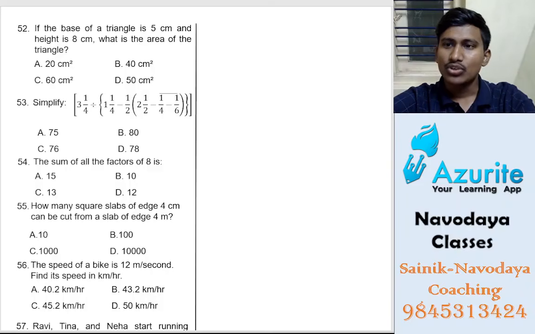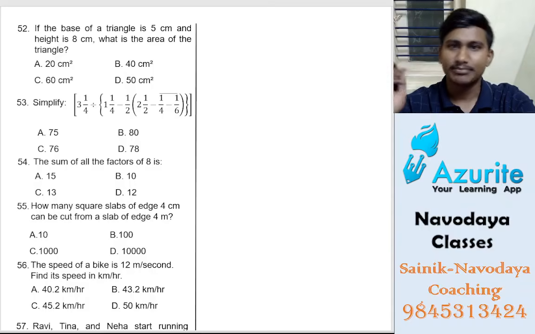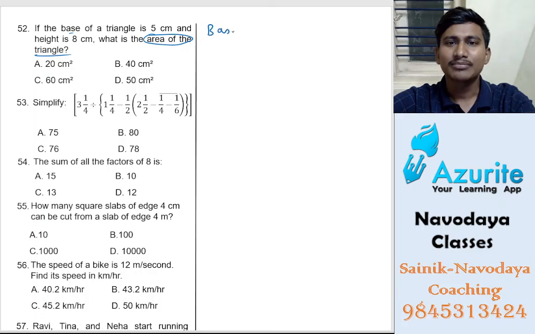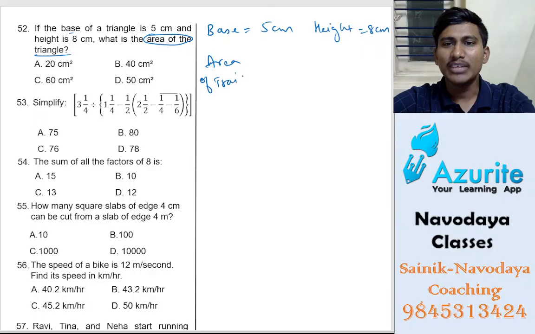Okay. So here is the 52 question. What is the 52 question? It is very easy. We just now saw one question. Base area of triangle. Base is how much? That is 5 centimeter. Height is how much? That is 8 centimeter. How do we find the area of triangle? Half into base into height.